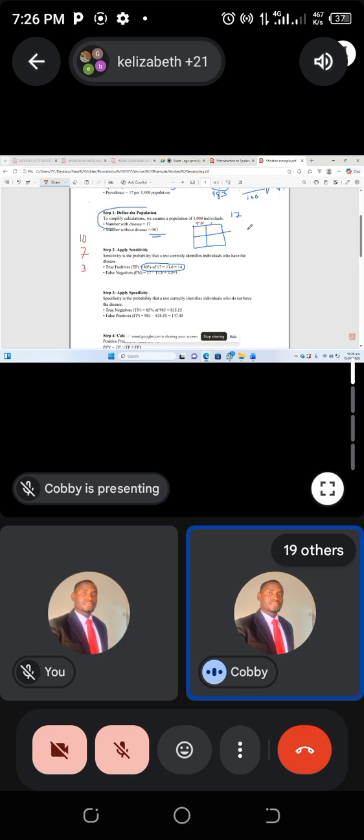So 14 people out of 17 are going to test what? Positive. And now remember, all these people have the disease. That means that, subtract now, 17 minus 14 is what?